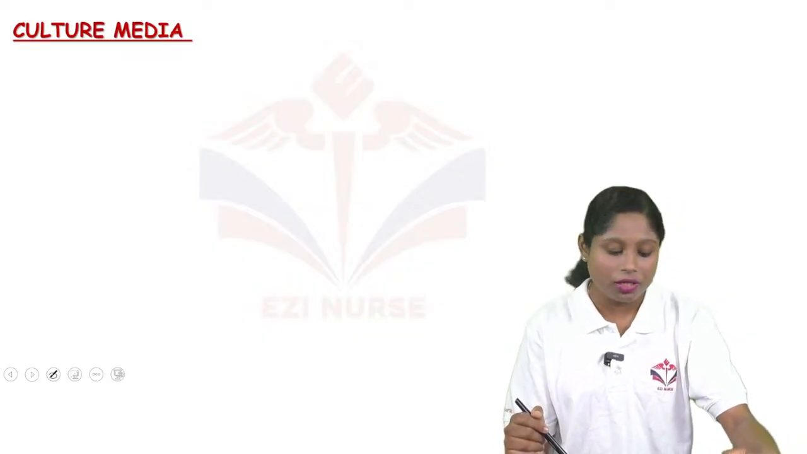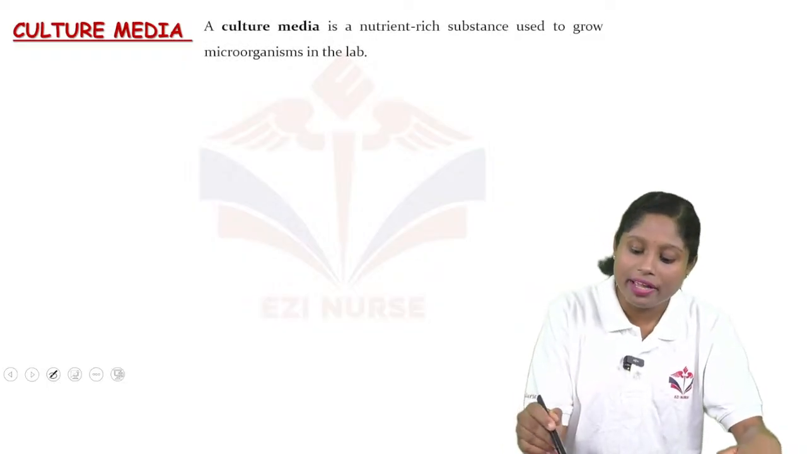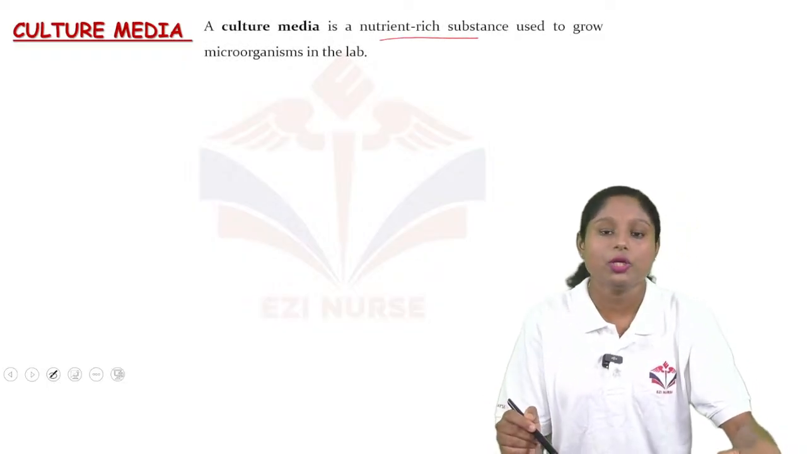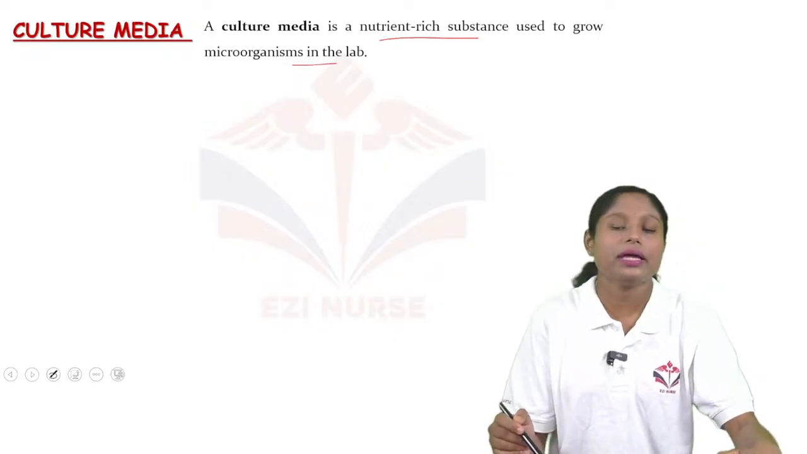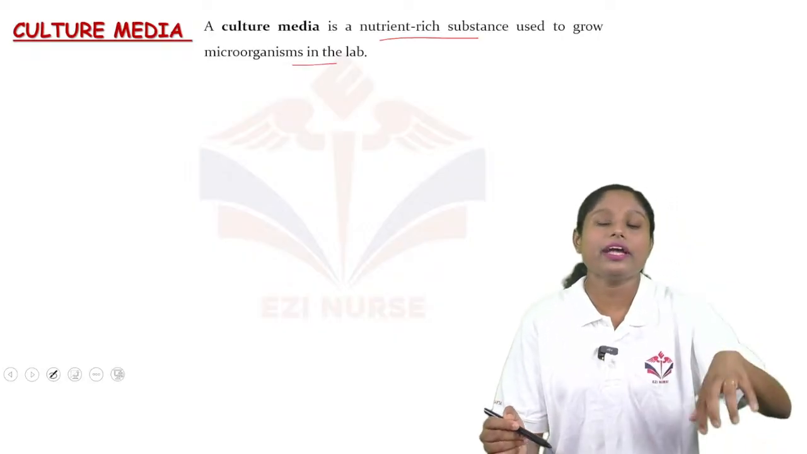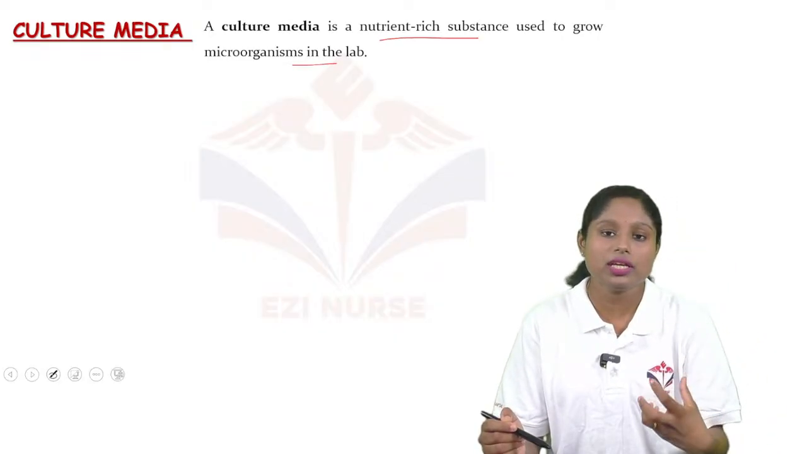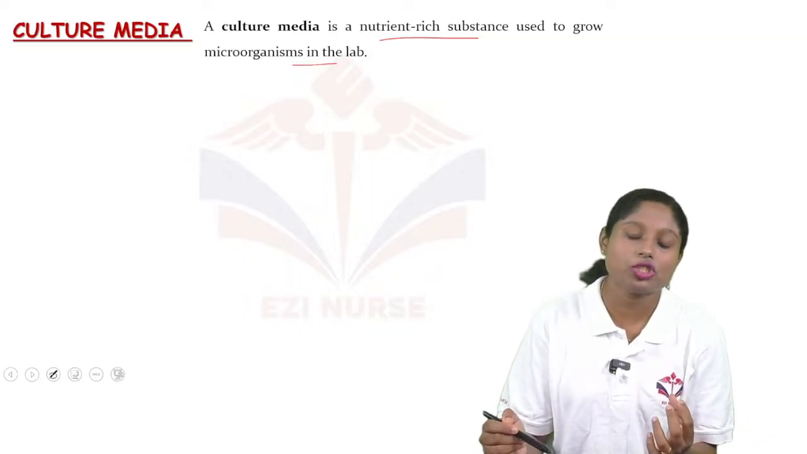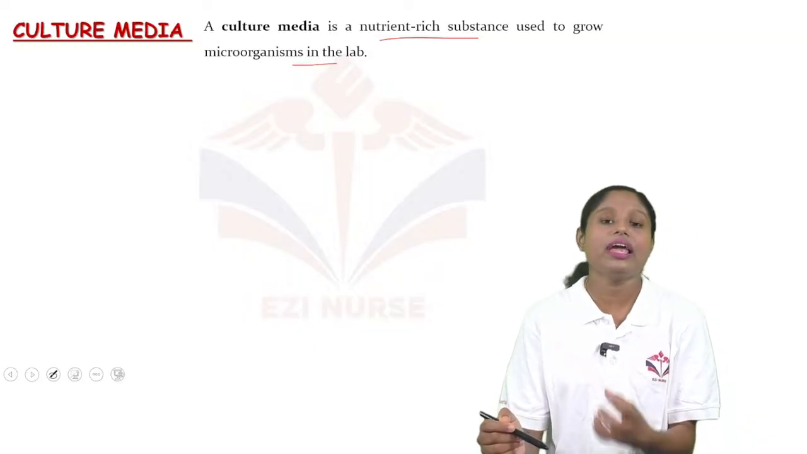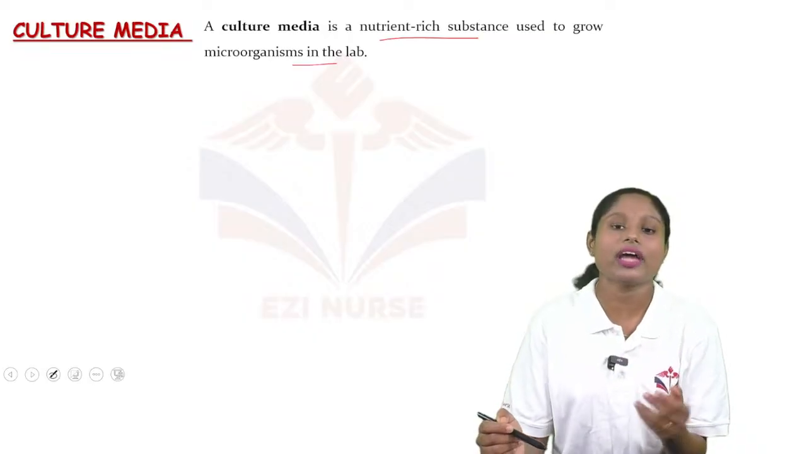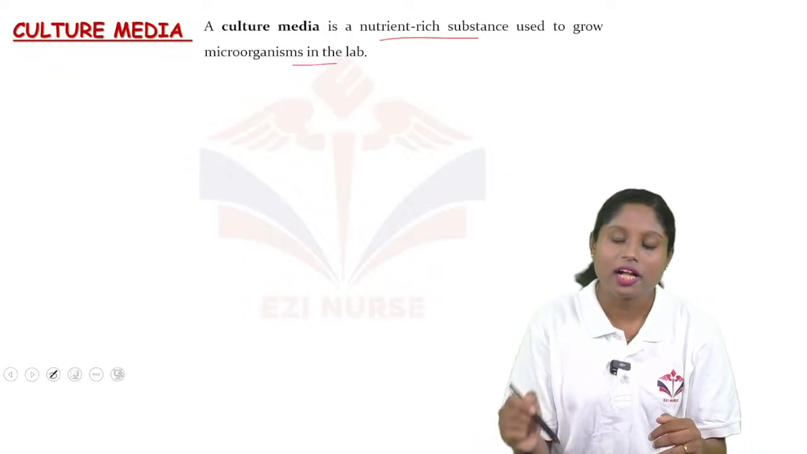So what is culture media? A culture media is a nutrient-rich substance used to grow microorganisms in the lab. So it's where the microorganism is grown. We are using this nutrient-rich substance to grow the microorganism in the laboratory for study or diagnosis purposes. So this is culture media.